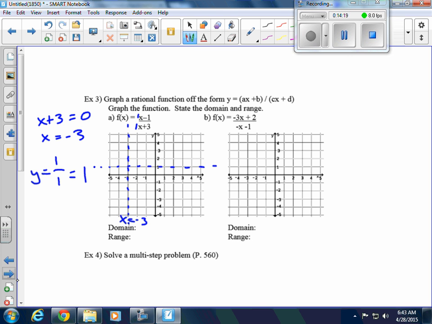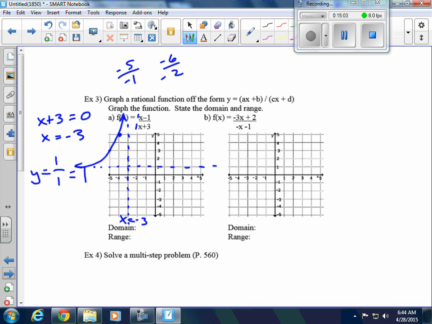And then now you just plug in points once again. We're going to plug in a couple of points here. So go a couple to the right, a couple to the left. So put in -4. If we put in -4, that's going to be -5 in the numerator and -1 in the denominator. So that's going to give us 5. If we put in -5, it's going to give us -6 over -2, which is 3. So we can see that our graph is going to look like that.